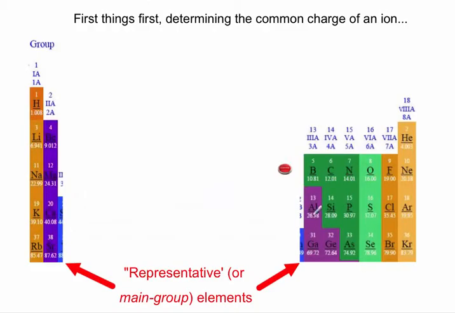So let's get started. One of the first things you have to be able to do is get the correct common charge for the elements you're looking at. And so for us, that's really quite straightforward if we single in on these Roman numerals. The Roman numerals 1A, 2A, 3A, etc., up to 8A, give us the number of valence electrons. So Roman numeral equates to number of valence electrons.